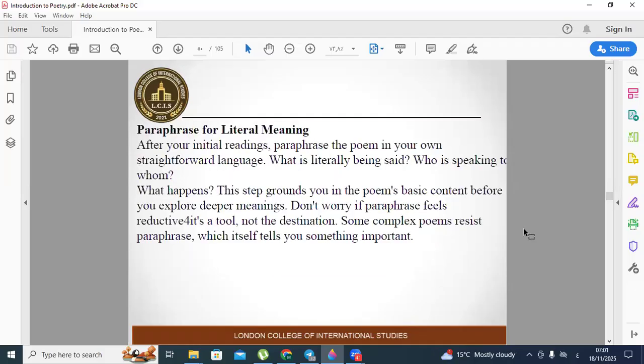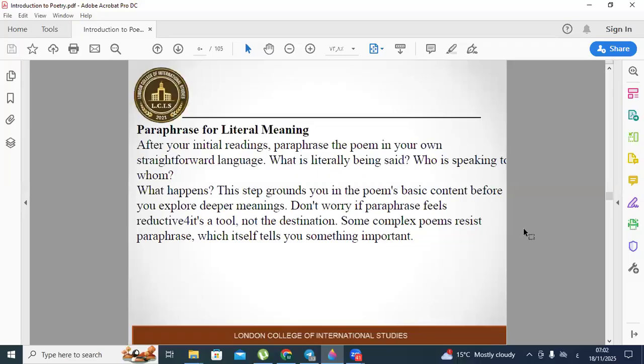Now let's go to paraphrase for literal meaning. After your initial readings, paraphrase the poem in your own straightforward language. What is literally being said? Who is speaking to whom? What happened in the poem? This step grounds you in the poem's basic content before you explore deeper meanings.